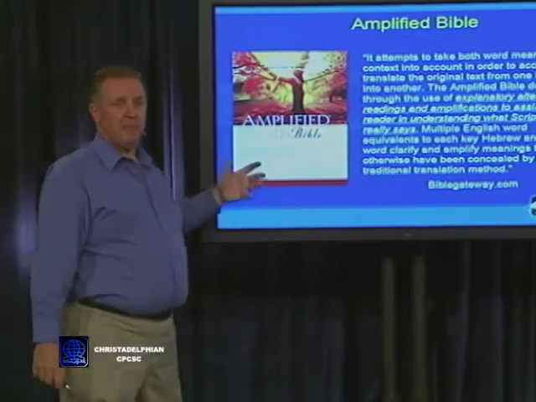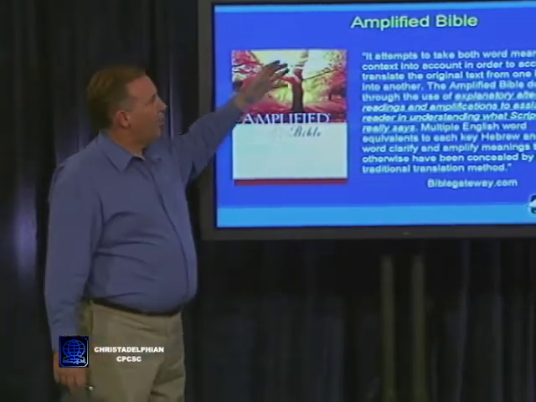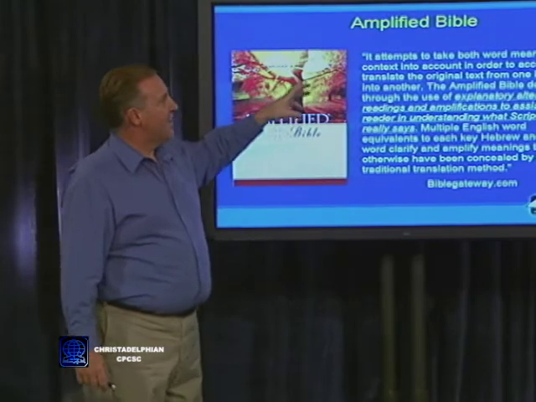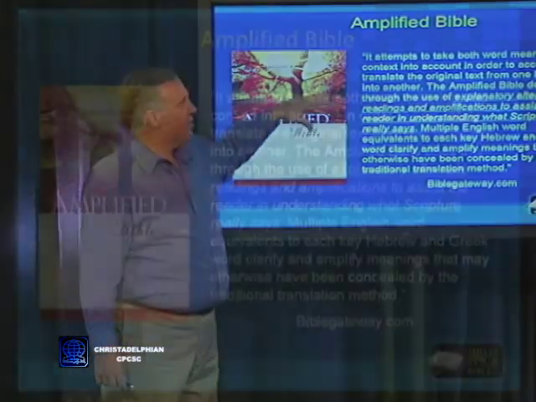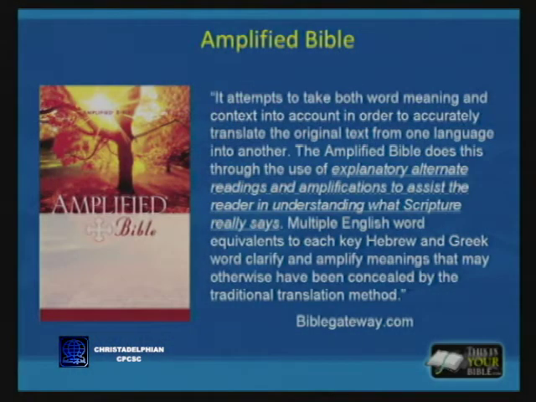An Amplified Bible attempts to take both word meaning and context into account in order to accurately translate the original text from one language to another. The Amplified Bible does this through the use of explanatory, alternate readings and amplifications to assist the reader in understanding what Scripture really says. Multiple English word equivalents to each key Hebrew and Greek word clarify and amplify meanings that may otherwise have been concealed by the traditional translation method. That's an amplified description of what an Amplified Bible is. It's easier just to show you, right?